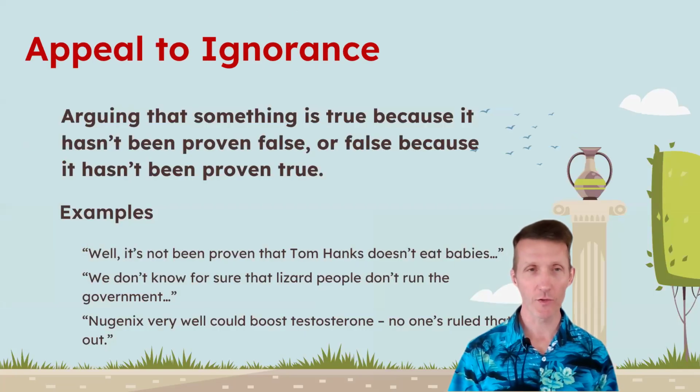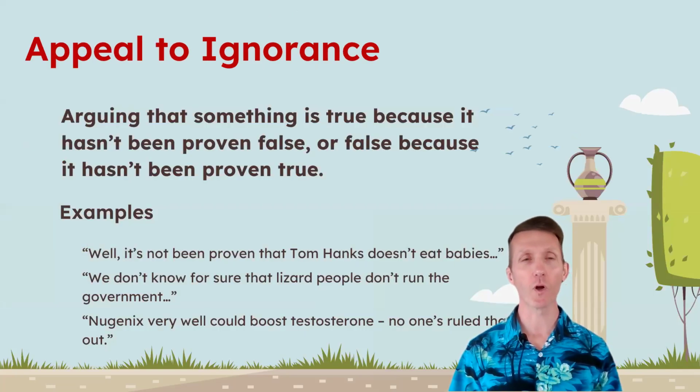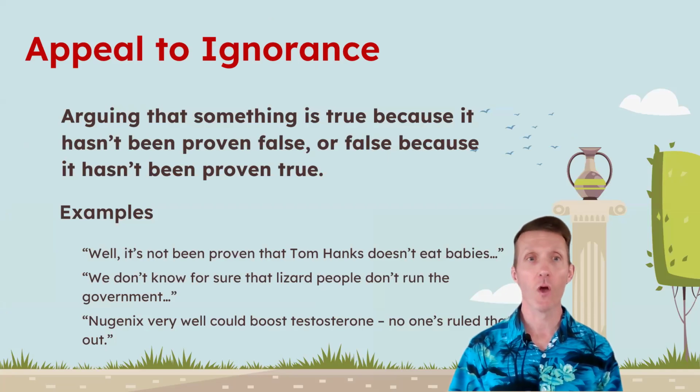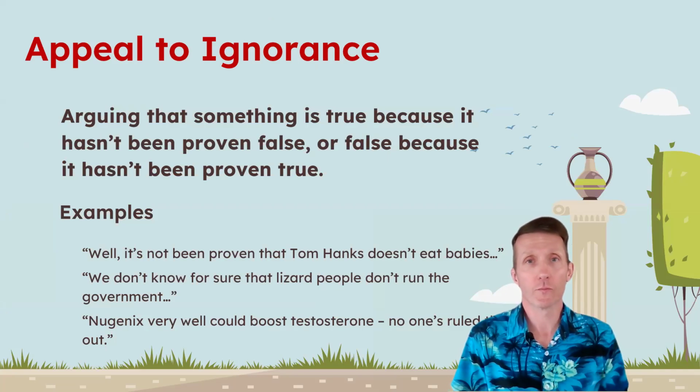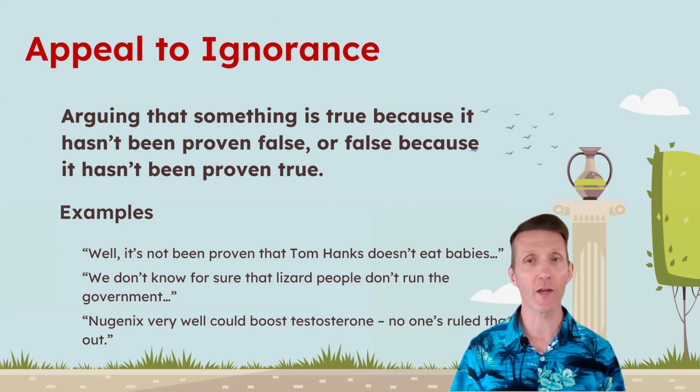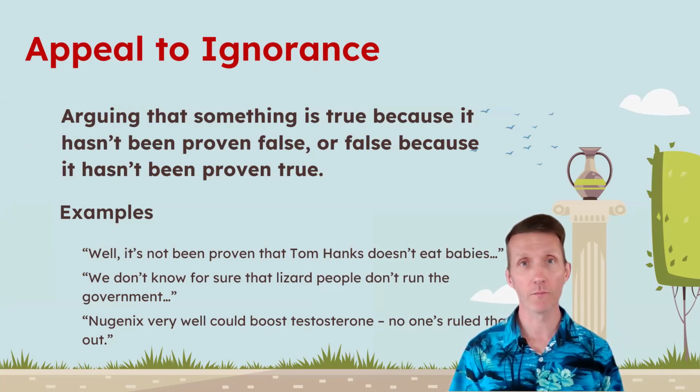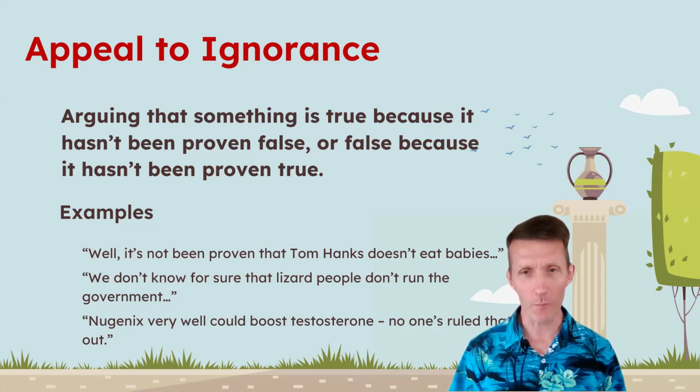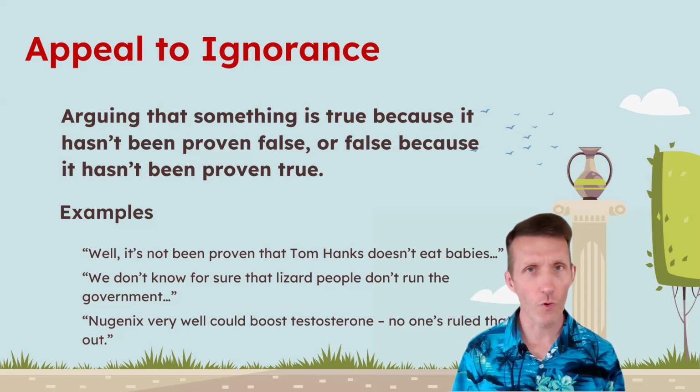Appeal to ignorance. This is arguing that something is true because it hasn't been proven false, or hasn't been proven true. Somebody says, oh, we don't know. So here's some examples. Well, it's not been proven that Tom Hanks doesn't eat babies. Or we don't know for sure that lizard people don't run the government. We can't know for sure.